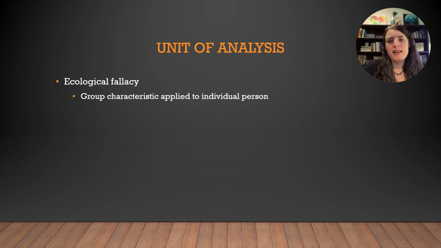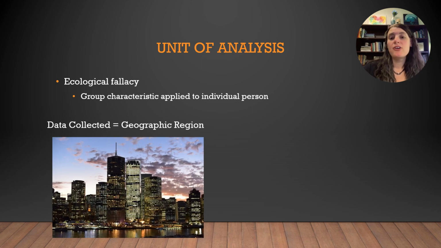The ecological fallacy occurs when you gather data at the group or geographic region, and then you make conclusions about the individual level of analysis. For example, let's say I'm studying how crime rates are impacted by the unemployment rate within a city. I collect data at the city level, so my unit of analysis is a geographic region. My data looks like this: Chicago, 10% unemployment, Detroit, 11% unemployment, so on. When I analyze my data, I find that cities with higher unemployment levels also have higher crime rates.